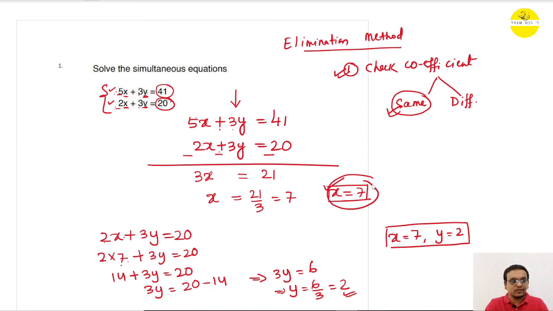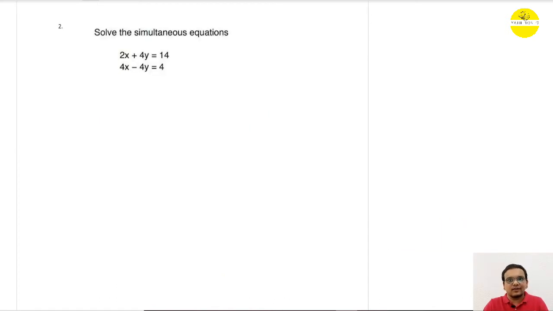Let's go to the second question. Here we have a second question. I told you already, whenever you're trying to solve simultaneous equations using the elimination method, first check the coefficient of that particular variable. If it is the same, obviously I told you half the job is done. It's easy to find out the value. Now in this equation also, see the coefficient of x is different, 2 and 4. But here the coefficient of y is plus 4 and minus 4. That means the numbers are same. Got it? But signs are different.